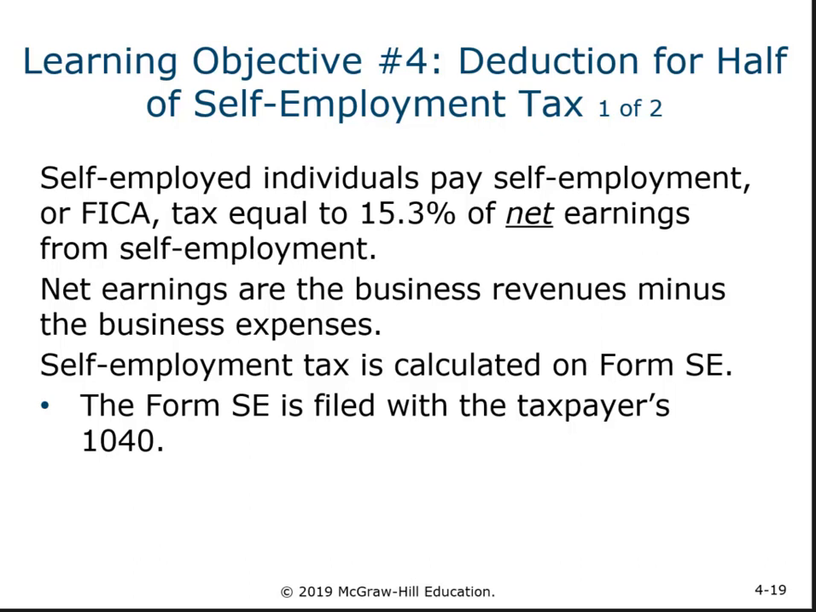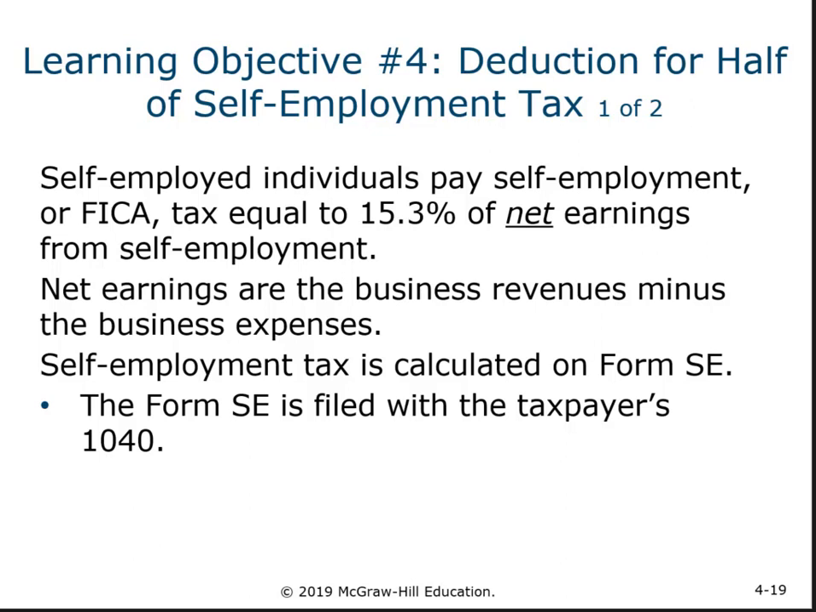All right. We promised some discussion of self-employment tax. Now, this is a little bit out of place in the sense that we'll get much more in depth in self-employment income and business income in Chapter 6. But for now, what you want to know is that if you have a business and you're self-employed, you pay self-employment or FICA tax, 15.3% of net earnings from self-employment.